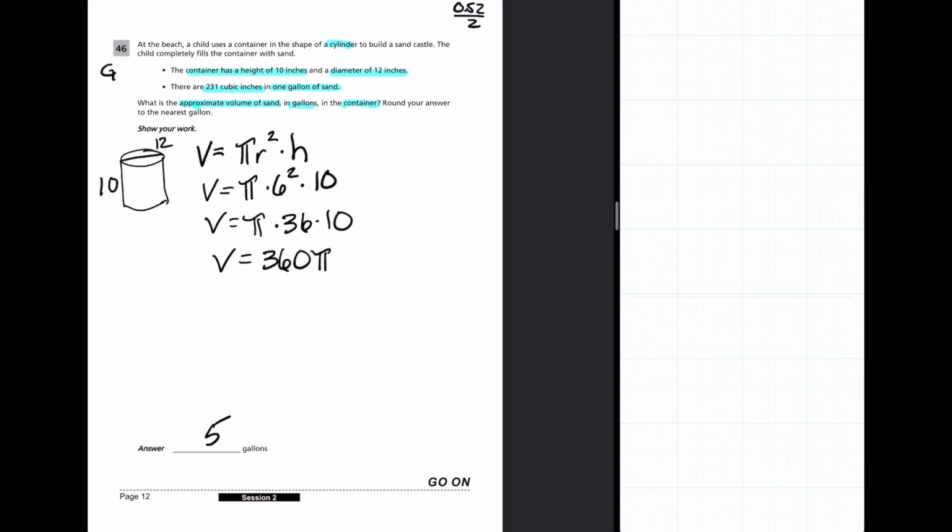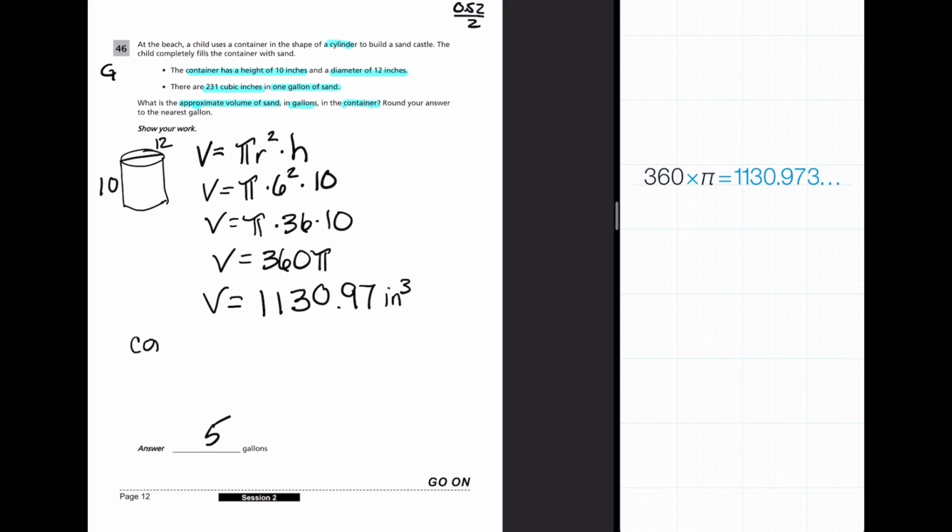And again, instead of just leaving my number this way, I'm going to use my pi symbol. So 360 pi, my volume is equal to 1130.97 inches cubed. Now that's the volume, but now I want the volume in gallons. So I know that in 1 gallon there are 231 cubic inches.